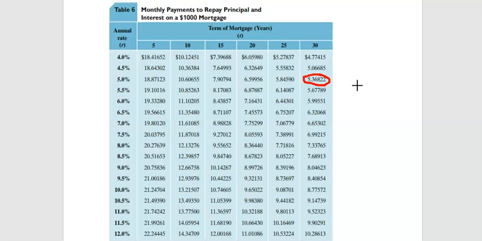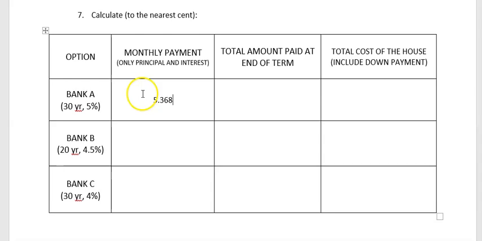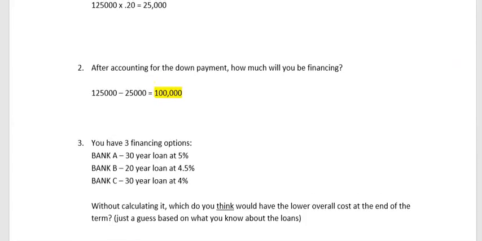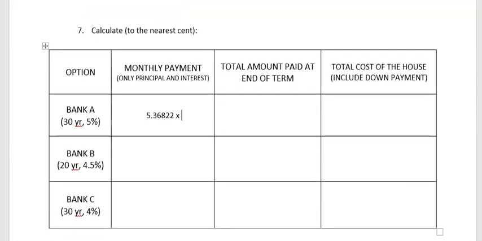So no matter what the price of your house was, this is the rate that you'll use, 5.36822, all right? That's the rate we're going to use, and then we're going to multiply by the number of thousands of dollars that we borrowed, right? So that is when we go back to the amount after the down payment, right? Because we only borrowed $100,000, so we're no longer concerned about the 125 there. So the number of thousands, for me, would be 100.